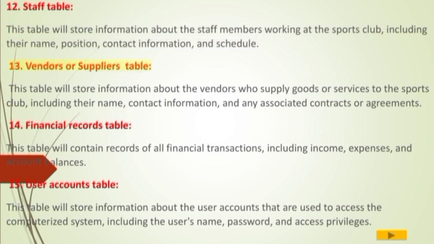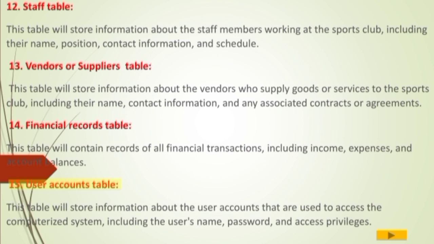13. Vendors or Suppliers Table. This table will store information about the vendors who supply goods or services to the sports club, including their name, contact information, and any associated contracts or agreements. 14. Financial Records Table. This table will contain records of all financial transactions, including income, expenses, and account balances.